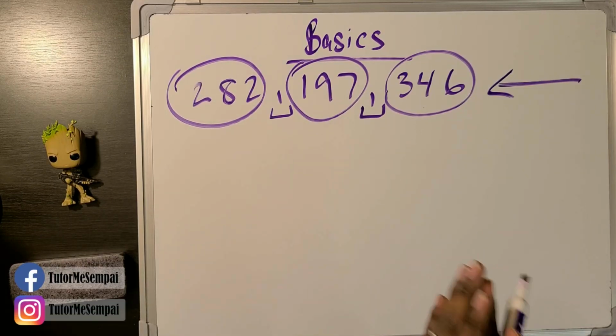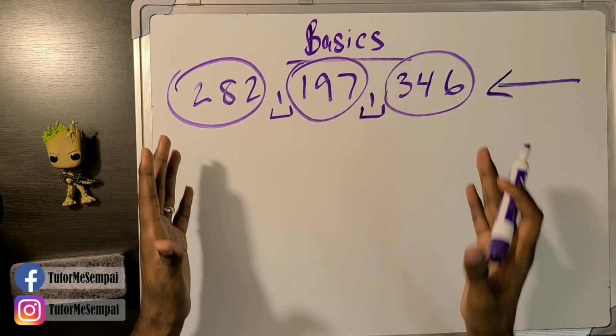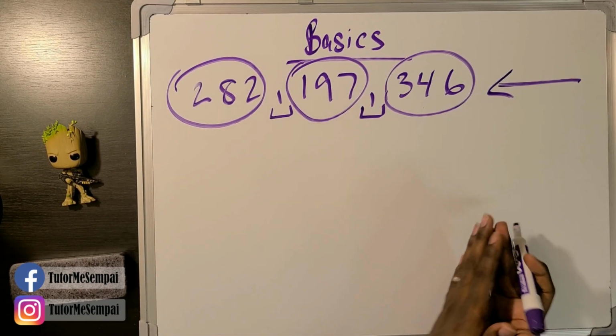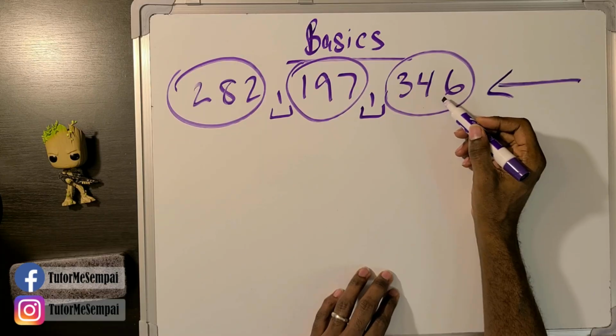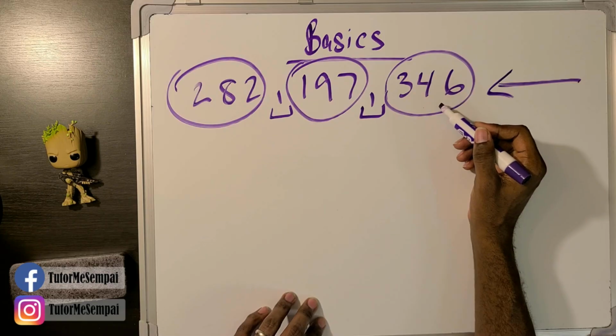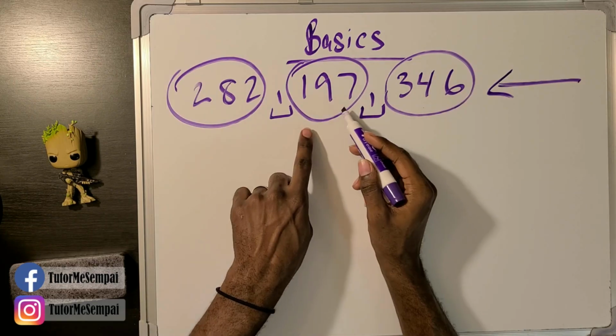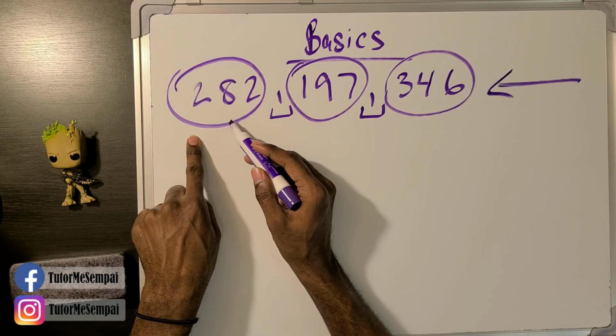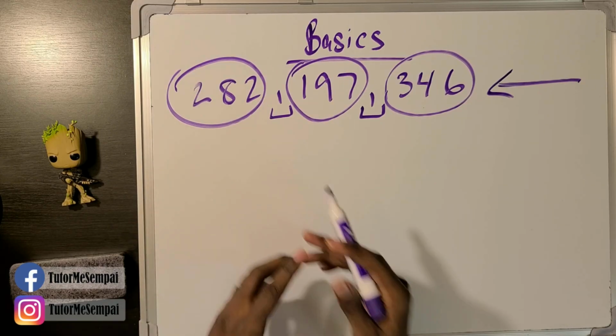And this is why I say it's going to be very easy to read a number this big, because all you have to do is break it into its groups of 3s. If you know how to read that, you can read everything else. Now, what is this number? This is 346. What is this number? 197. What is this number? 282.